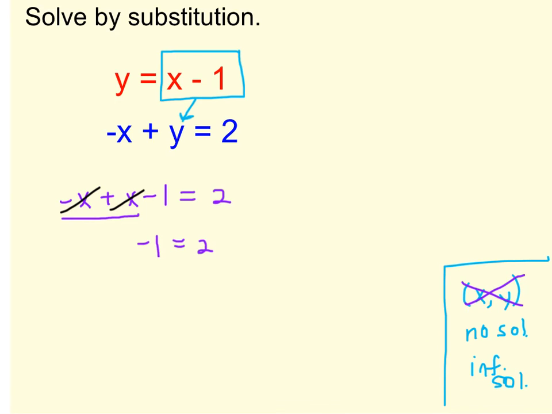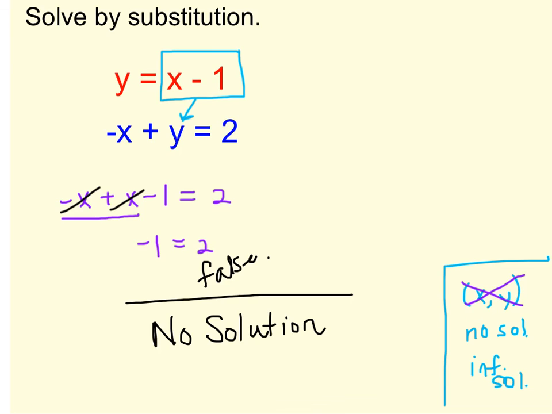So how do you tell which one it will be? What you want to do is you just want to look at the numbers that you have left over. We're saying that negative 1 is equal to 2. Is that a true statement? And because that's not true, that's false, that means that there is no solution. If you were to graph these 2 lines, they would be parallel. So the answer we write is no solution. So we got that one.